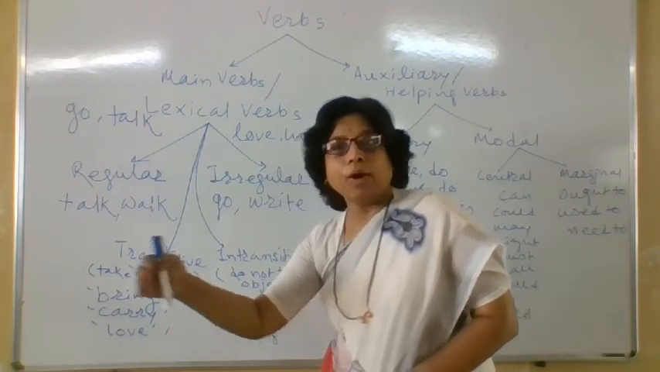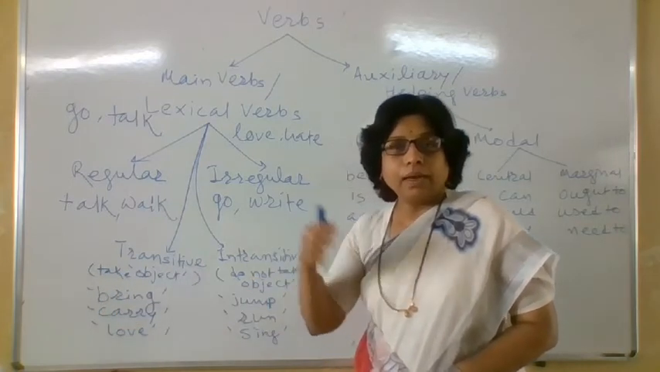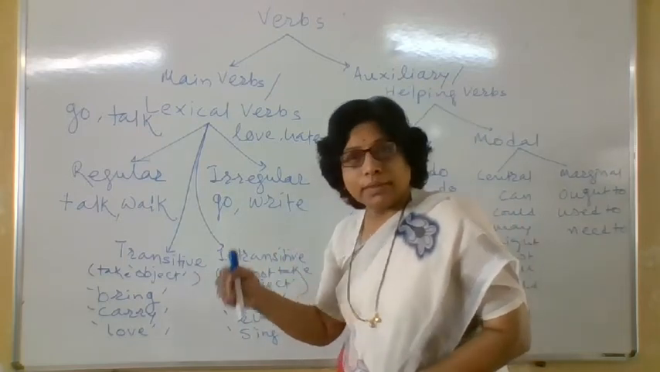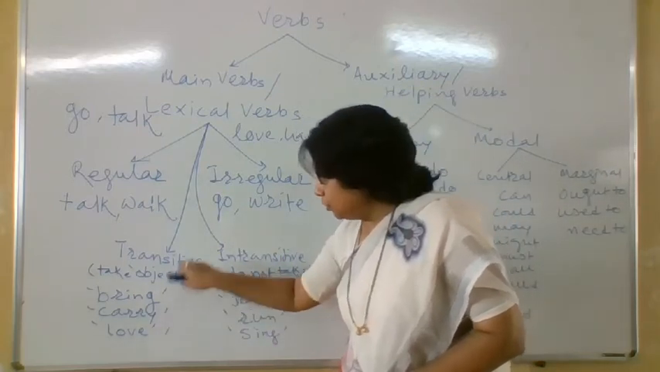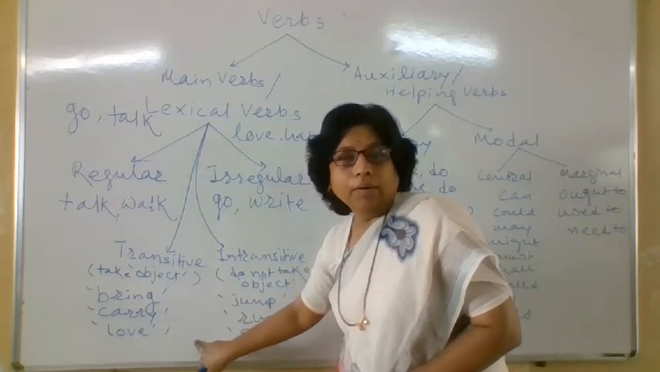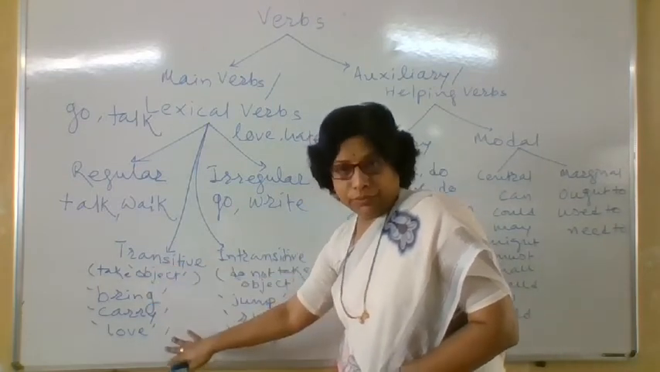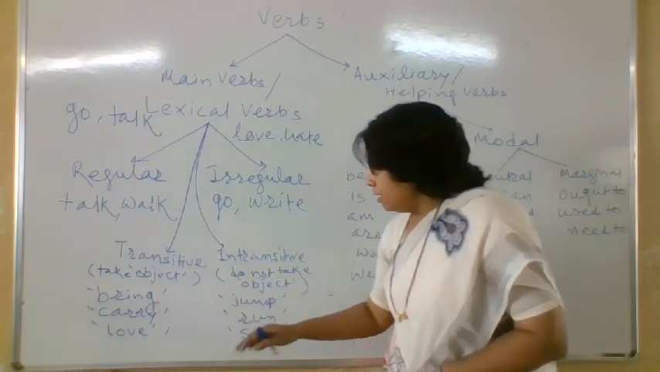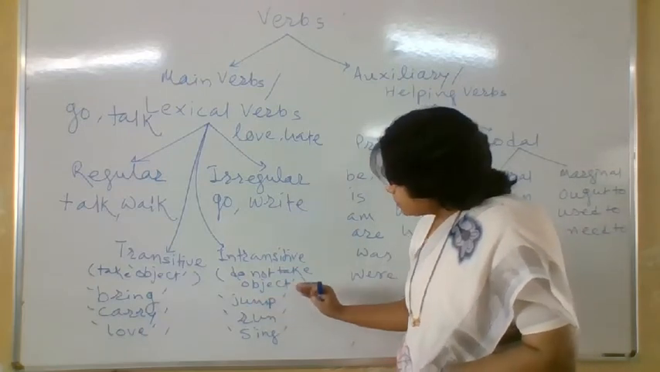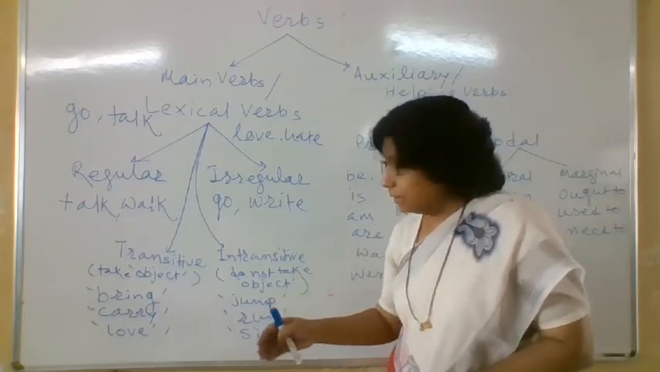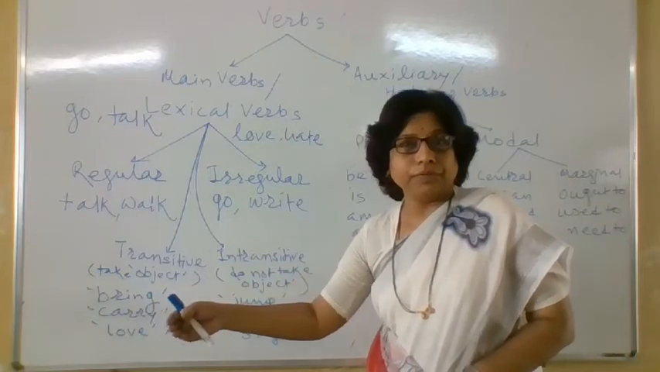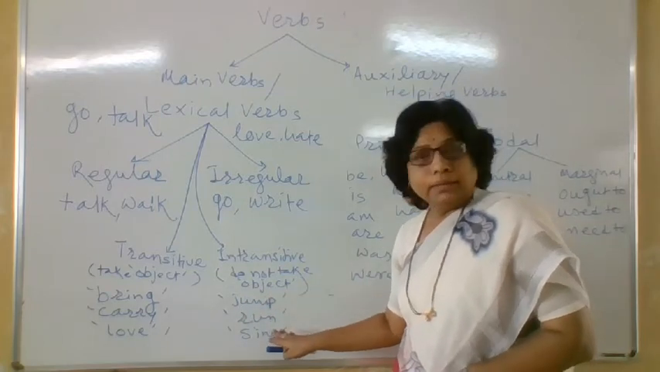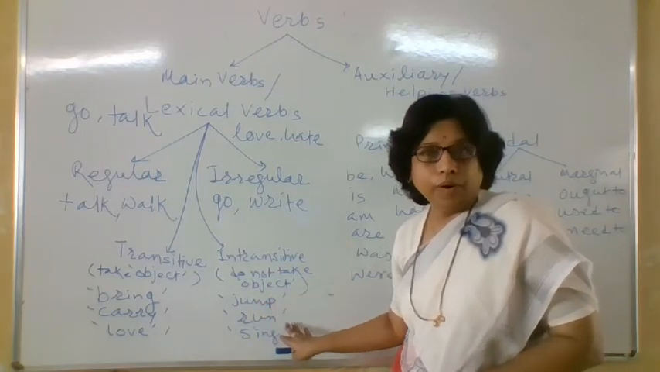Love. You need an object. I love books. I love what? You have to answer that with the help of an object in front of these verbs like bring or carry or love. So these are known as the transitive verbs. Then we have intransitive verbs. Opposite to this, when a verb does not need any object in front of it to make complete sense of that particular clause, that is known as an intransitive verb.